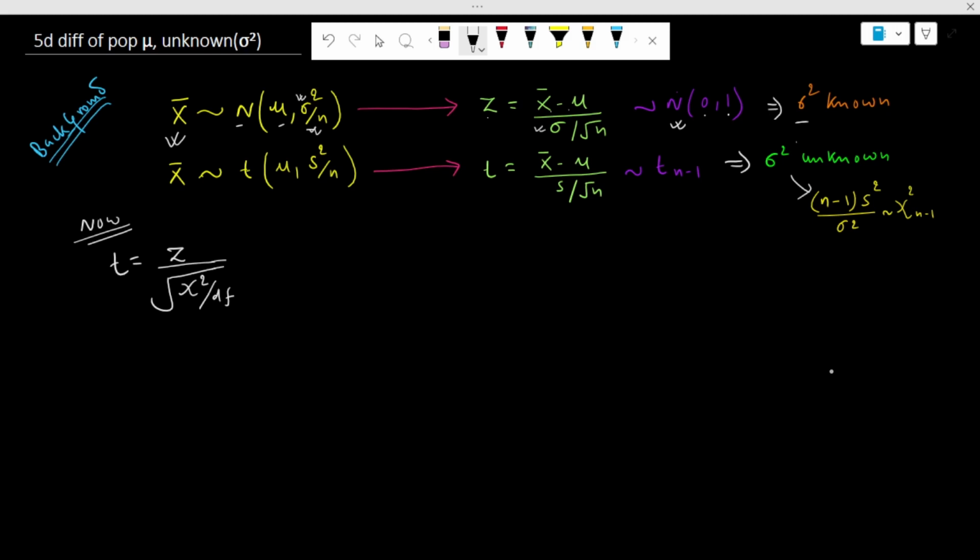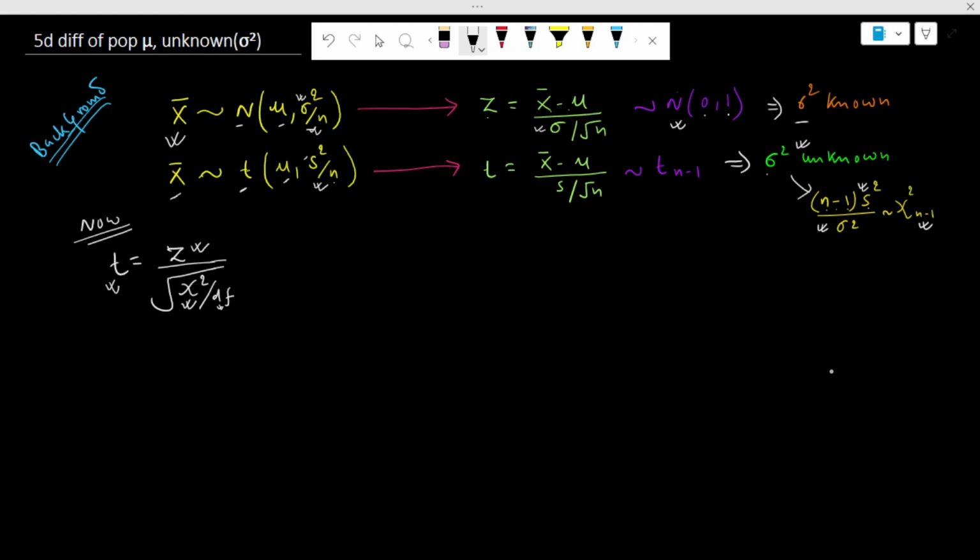Similarly, when we don't know the variance of the population, we estimate it using the sample variance, and we know that (n-1)s squared divided by the population variance has a chi-square distribution with n-1 degrees of freedom. So when the population variance is unknown, the sample mean has a t-distribution with mean mu and variance s squared divided by n. It seems like we are simply substituting the population variance by the sample variance, but in fact the t-distribution is calculated as the ratio of the standard normal distribution divided by the square root of the chi-square distribution divided by its degrees of freedom.